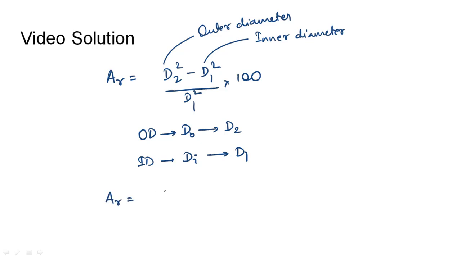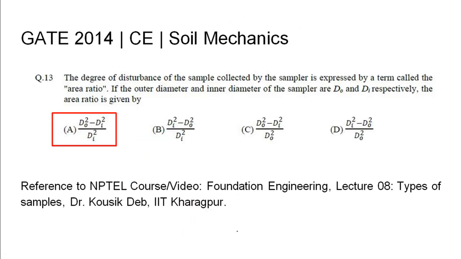So AR would become d0 square minus di square, that is the outer diameter square minus inner diameter square divided by the inner diameter square into 100. So this term would be equal to the area ratio. The area ratio is given by d0 square minus di square by di square, which is option A. The relevant NPTEL reference has been listed.